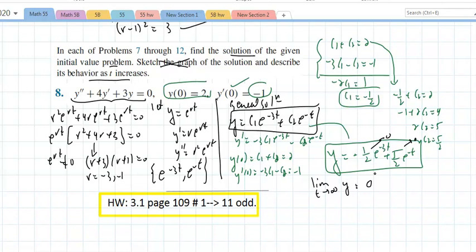Your homework on this section is on page 109, number 1 through 11 odd. I was going to do one more, but time's running out.